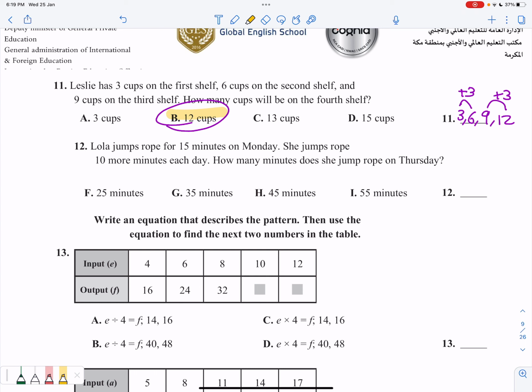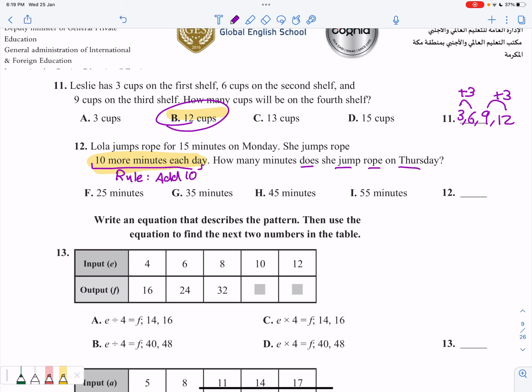After that, I have Lula. Lula jumps rope for 15 minutes on Monday. She jumps rope 10 more minutes each day. Do you see that? Here, he gave us the pattern. Each day she jumps 10 more minutes. So this is the rule. The rule here is that we add 10. So how many minutes does she jump on Thursday?